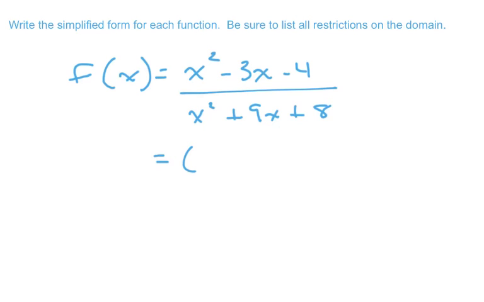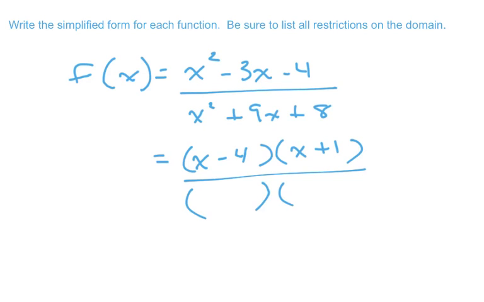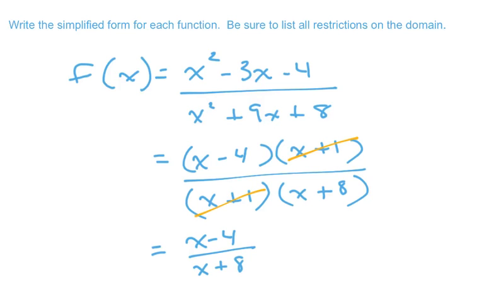We know this numerator, since it's a trinomial, we can see that this will factor into x minus 4 and x plus 1. And the denominator, we know this will factor to x plus 1 and x plus 8. And here we have an x plus 1 in the numerator and denominator, so we know they cancel, and we're left with the x minus 4 over x plus 8. So that's going to be the simplified form, so we can rewrite that as f of x.